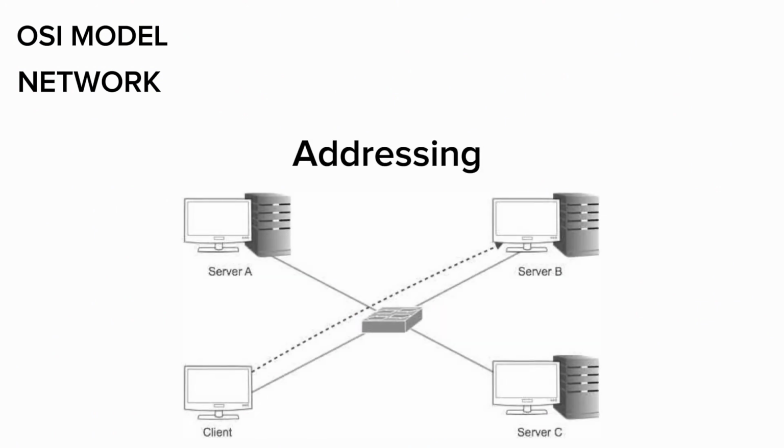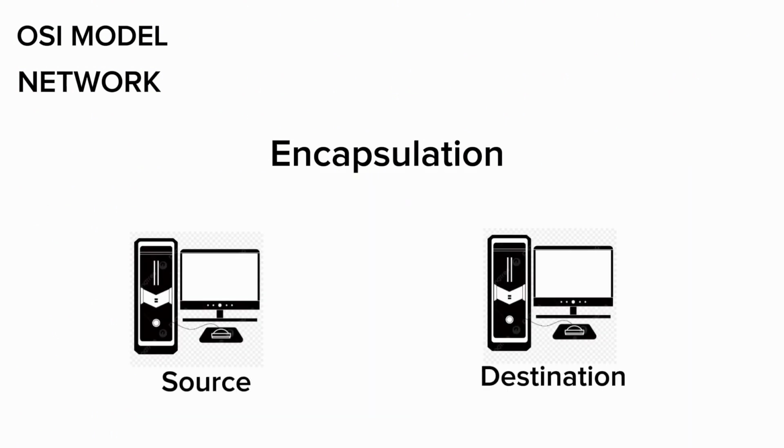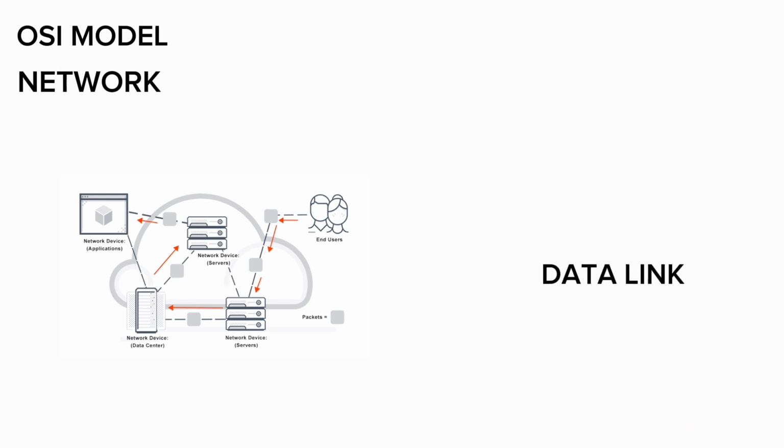The first one is addressing. Addressing occurs when a device in a network wants to send data to another device. It must be specified by the source and destination address. The second one is encapsulation. Once the source and the destination addresses are specified, the encapsulated data packet now includes all the necessary information for routing and delivery. Then this packet is handed over to the data link layer for further encapsulation.